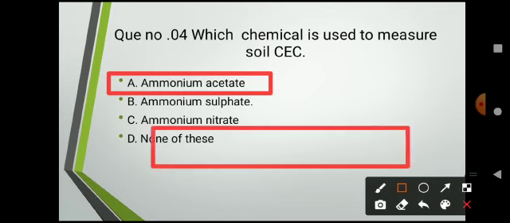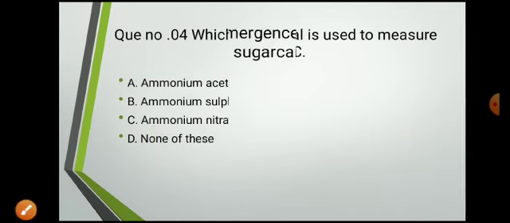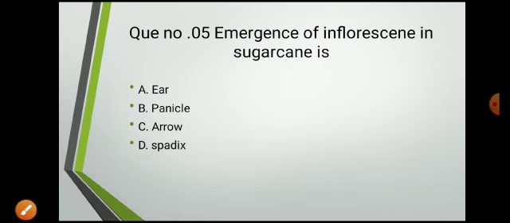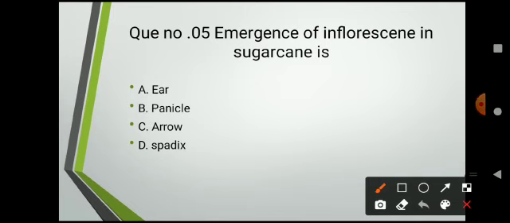Next question number fifth. Emergence of inflorescence in sugarcane is called as, and the options are ear, panicle, arrow and spadix, and the correct option is option C, that is arrow. The botanical name of sugarcane is Saccharum officinarum. The inflorescence of sugarcane is called as arrow, which is an open branched panicle. The stage of arrowing comes after 30 to 365 days after planting.